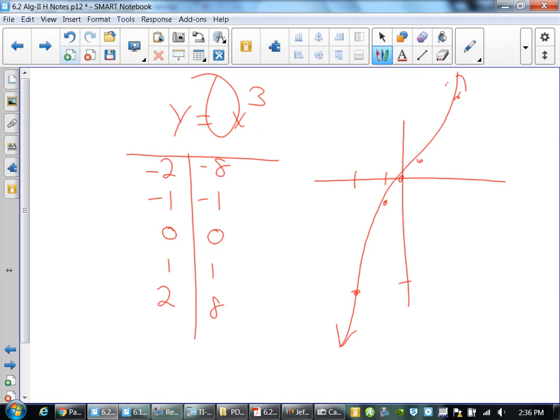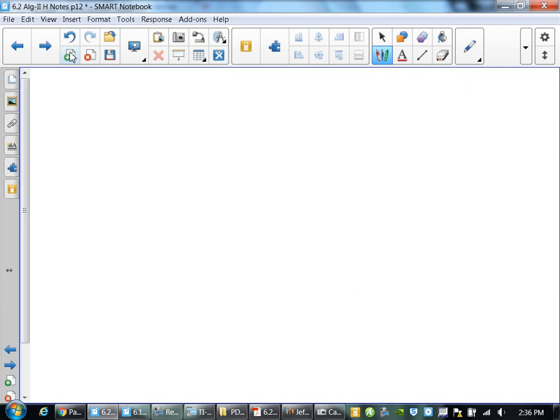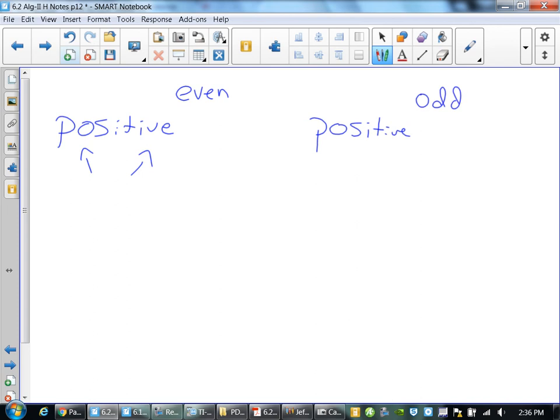Okay? Let's list this out. Positive to an even. Does that make sense if I do it like that? Positive to an even. What are the tails doing? Up, up. Positive to an even, up, up. Positive to an odd, down, up. Okay? Negative, even, down, down.